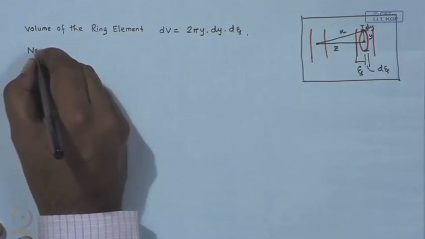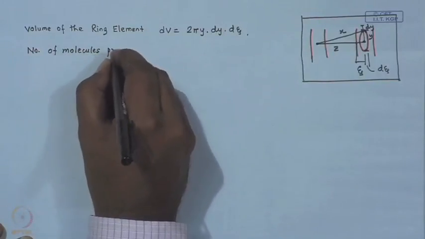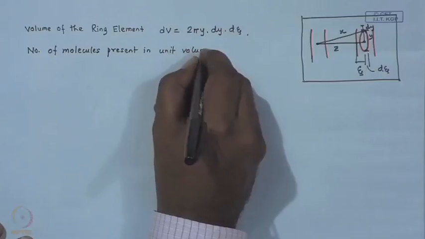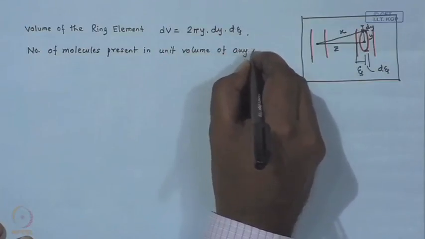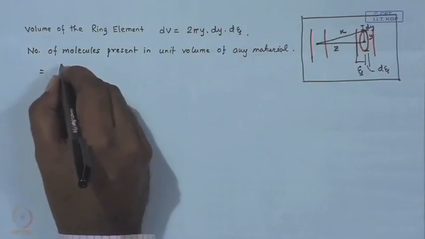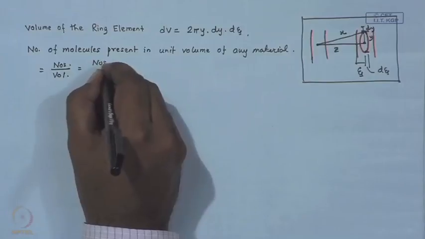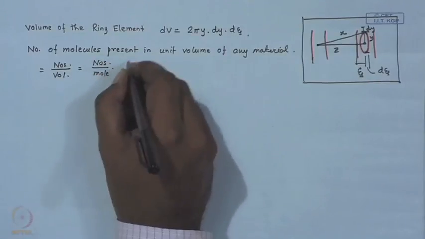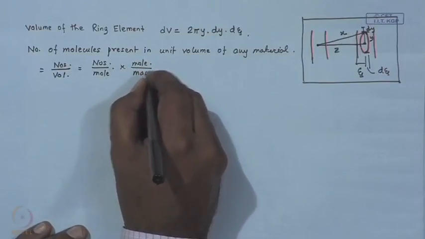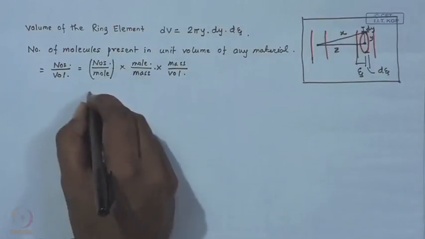So, the number of molecules present in unit volume of any material, this is 11th standard science, is equal to numbers divided by volume, which I am doing in the simplest possible way, and which you can convert to numbers per mole into moles per mass into mass per volume. So, this is nothing but Avogadro's number.